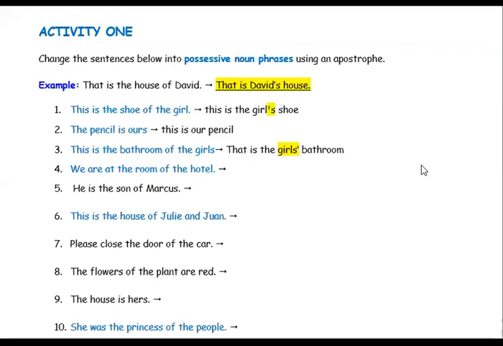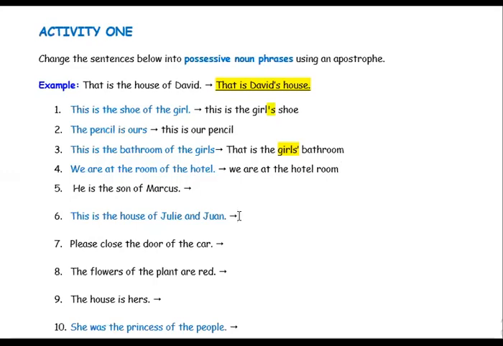We are at the room of the hotel. Okay, Wolf is very close. He wrote, we are at the hotel's room. And another way of writing it is, we are at the hotel room, right? Because it's inanimate, meaning it's non-living, right? A hotel is non-living, a room is non-living. You don't need to put any apostrophes. Okay. All right, next one.